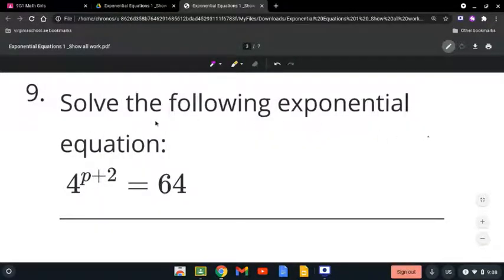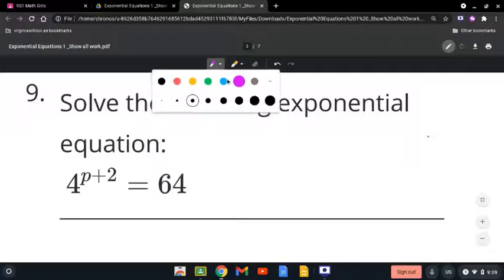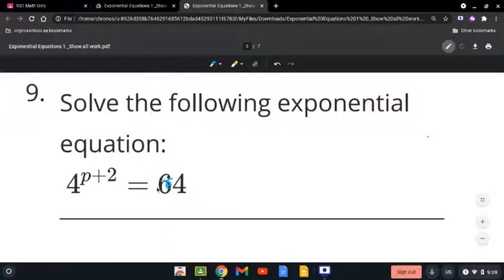Here we have our final example. Solve the following exponential equation. So we have 4 to the power of p plus 2 equals 64. So now you're going to ask yourself, since 4 and 64 are not the same base number, we're just going to do the same as we did previously, and that is we're going to cancel 64. Well, not yet, because you want to multiply 4 by itself multiple times till you get 64.